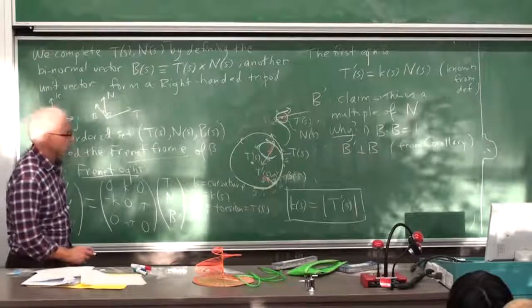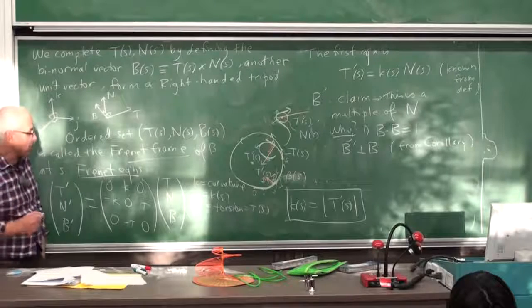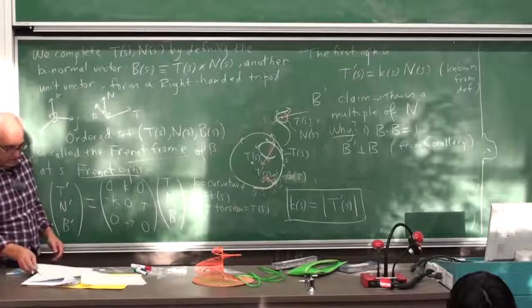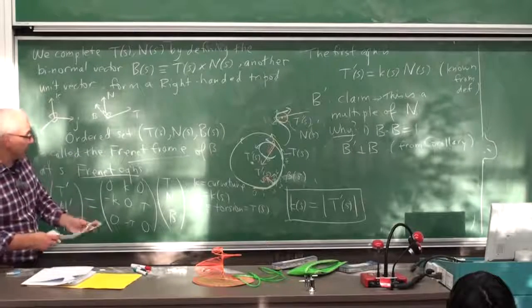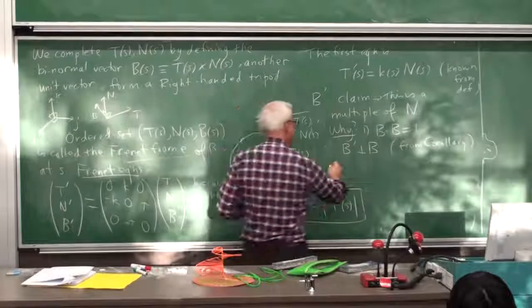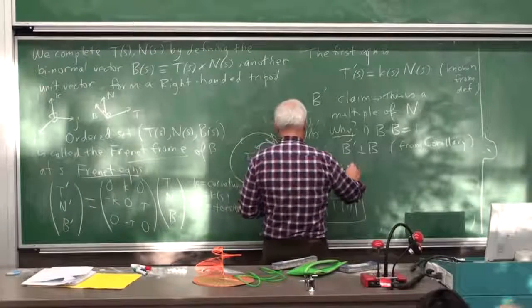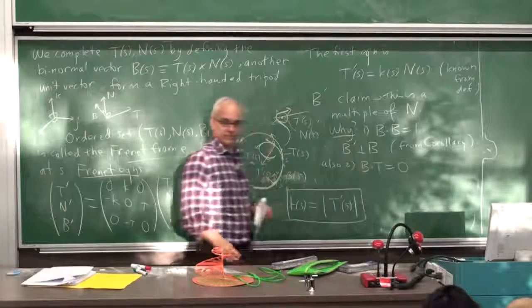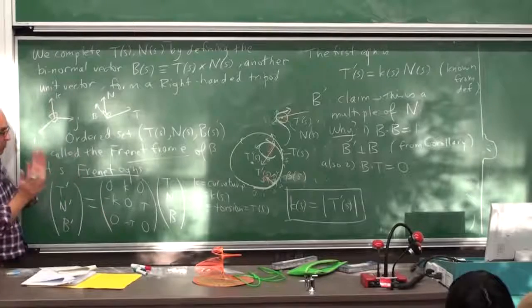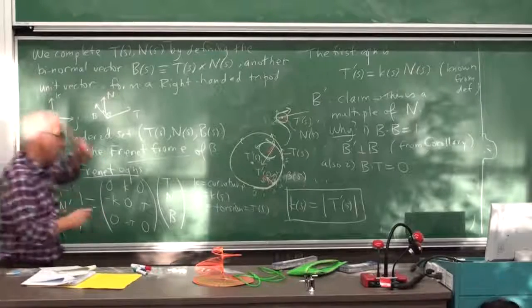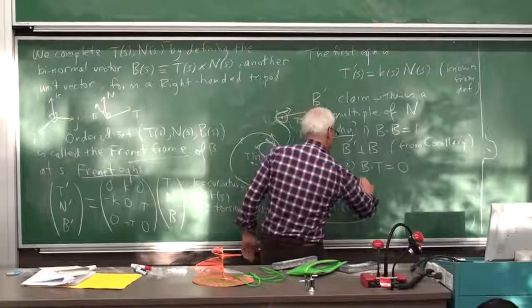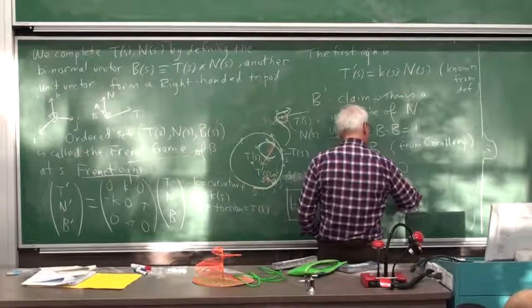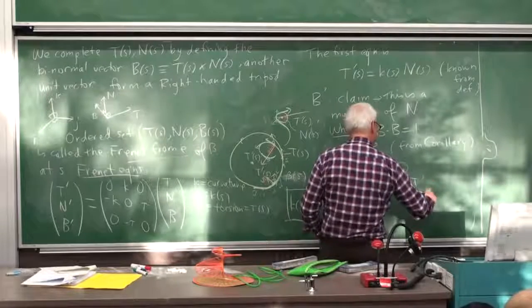Okay, so b prime is perpendicular to b. But it turns out that b prime is also perpendicular to t. And how do we see that? Well, the second fact that we need is that b dot t equals 0. B and t are perpendicular. So if we differentiate this equation, we get b prime dot t plus b dot t prime equals 0.